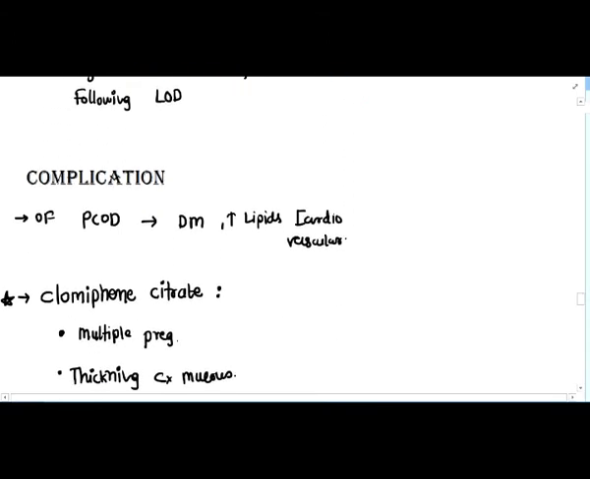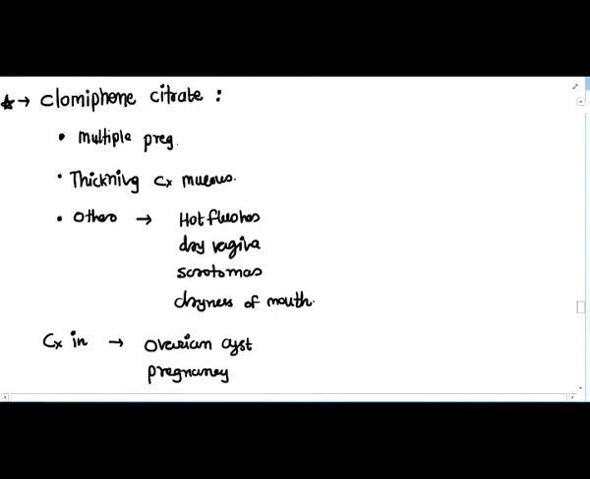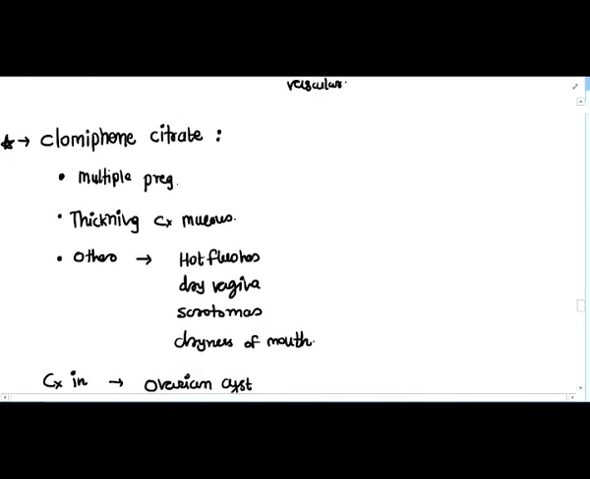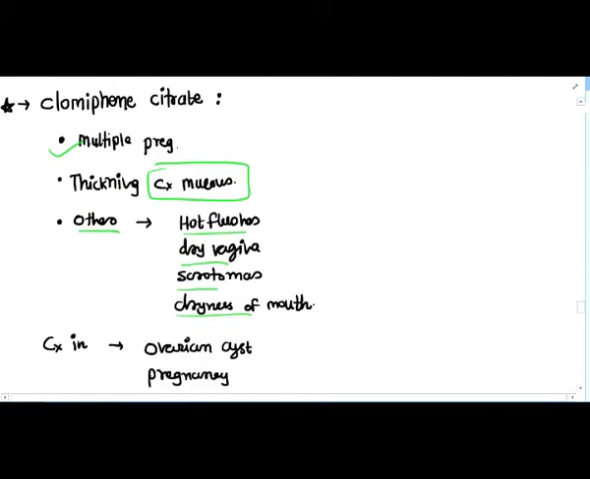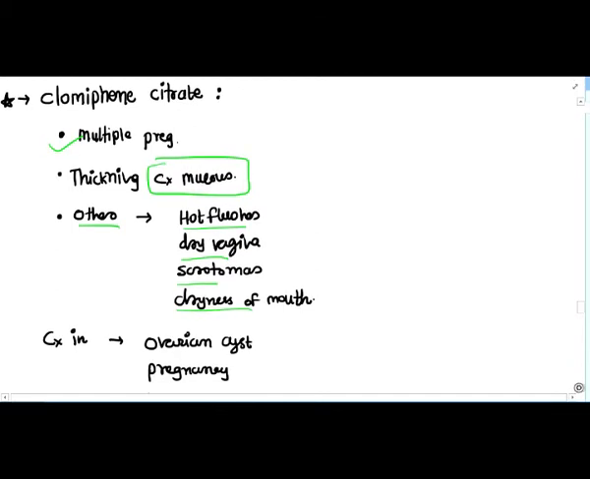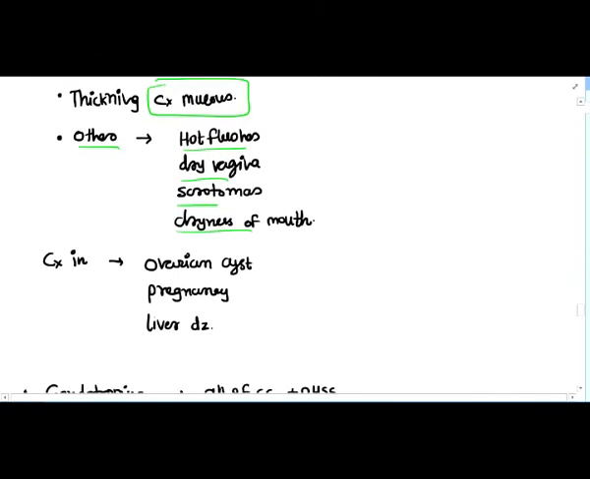Now what can be the complications of all these medications? For example, a complication of clomiphene citrate is multiple pregnancy. There is a thickening of cervical mucus, so we are sometimes actually increasing the chances of infertility, but it is not always so. Other disadvantages are hot flushes, dry vagina, scotomas, dryness of mouth. All these things can happen, so we have to explain the side effects to the patients. When should we avoid clomiphene citrate? In ovarian cyst, pregnancy and any kind of liver disease.